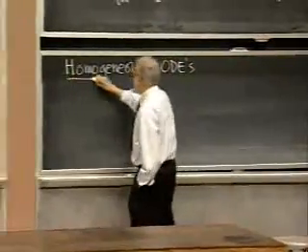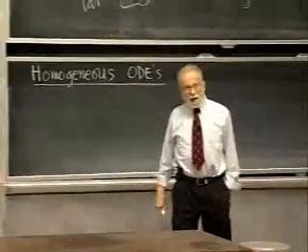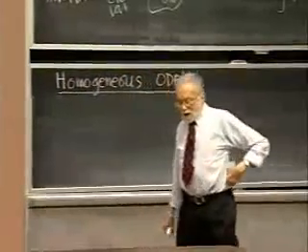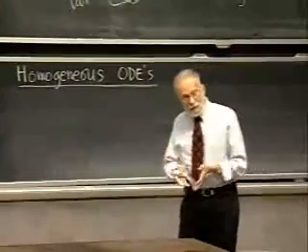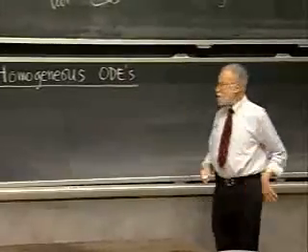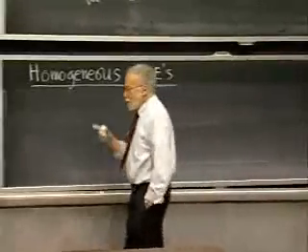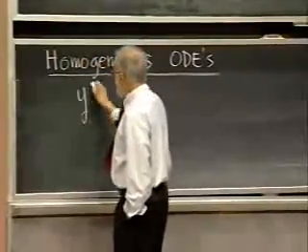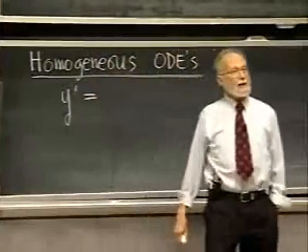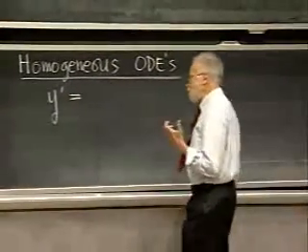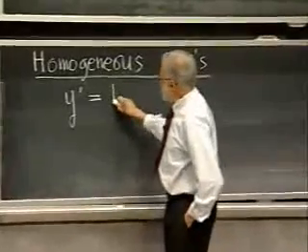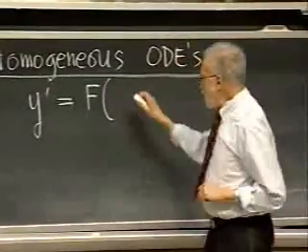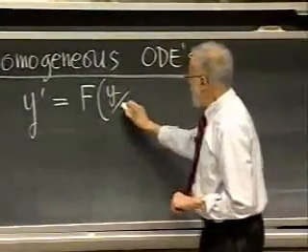Now, I already used the word in one context in talking about the linear equation when 0 was the right-hand side. This is different, but nonetheless, the two uses of the word have the same common source. A homogeneous differential equation, homogeneous newspeak, is y prime equals, it's a question of what the right-hand side looks like. And now the simplest way to say it is, you should be able to write the right-hand side as a function of a combined variable y divided by x.